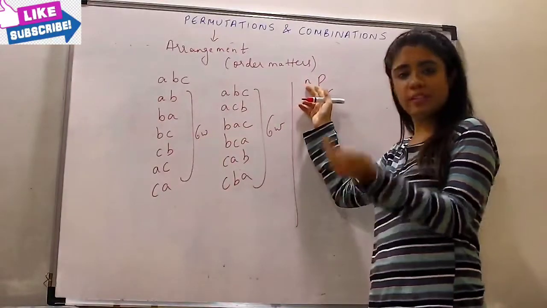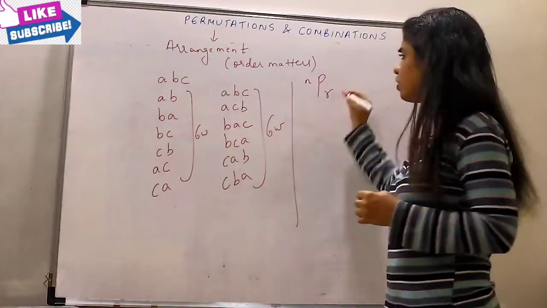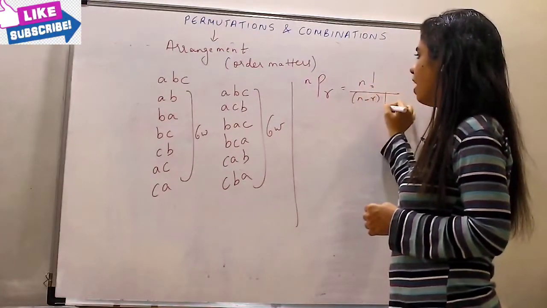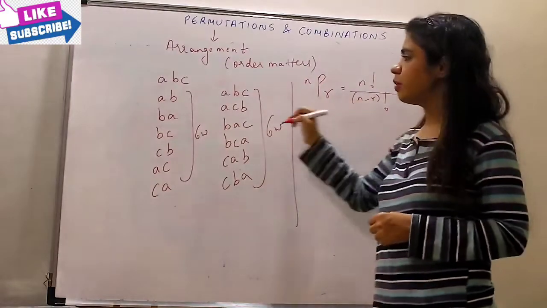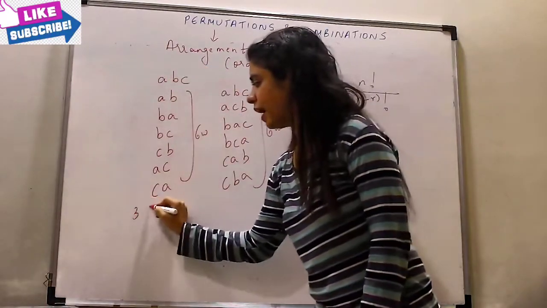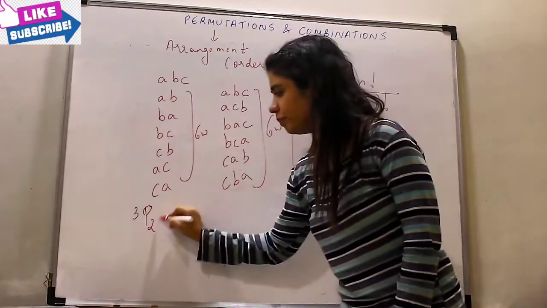N is the total subjects. R are the subjects you have to arrange. So that is n factorial upon n minus r factorial. So if you talk about the first case, you had 3 subjects and you had to arrange how many? 2. So this will become 3p2.